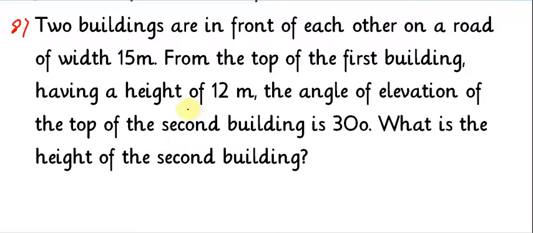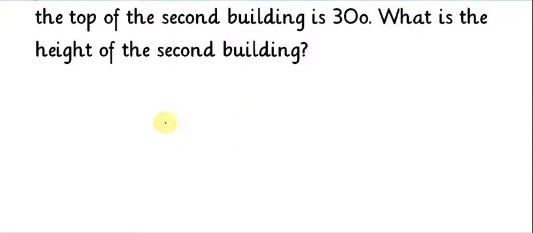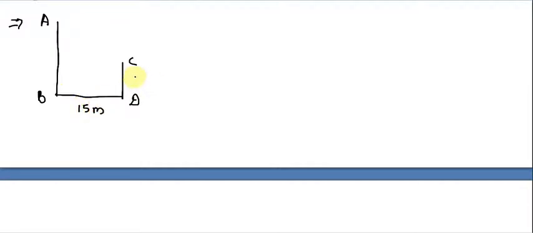So we have to find the height of the second building. First we will draw the figure in this situation. This is the second building, that is AB, and this is the first building, that is CD, and this BD is the width of the road, that is 15 meter. Height of the first building is 12 meter.